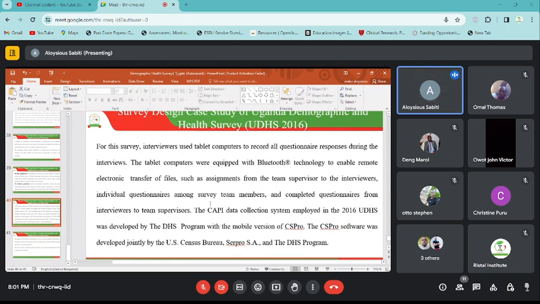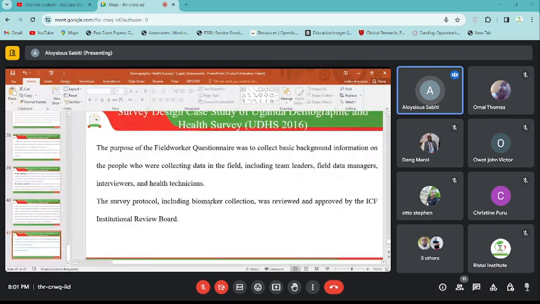in Uganda. So you can be able to see that the interviewers used tablets to record all questionnaires and the responses during the interview. The tablets were equipped with Bluetooth technology to enable remote electronic transfer of files. But also the CAPI data collection system employed in 2016 was developed, and you can see that the survey protocol, including biomarker collection, was reviewed and approved by the ICF Institutional Review Board. And this last statement brings us to the other aspect we discussed regarding ethics of the DHS.